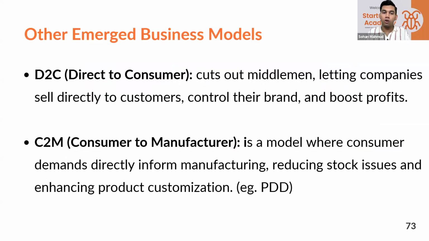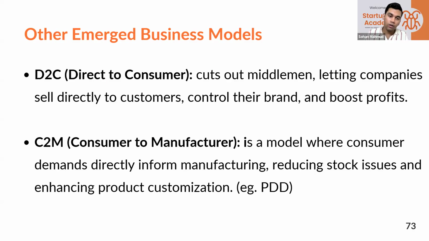There are also some other models that have emerged in the last 5 to 10 years, which is D2C, direct to consumer. This cuts out middlemen. If you look at companies, when Alibaba started, it said it's cutting out the middleman. It's connecting you with the people who are directly selling. These let companies sell directly to customers, control their brand, and boost profits.